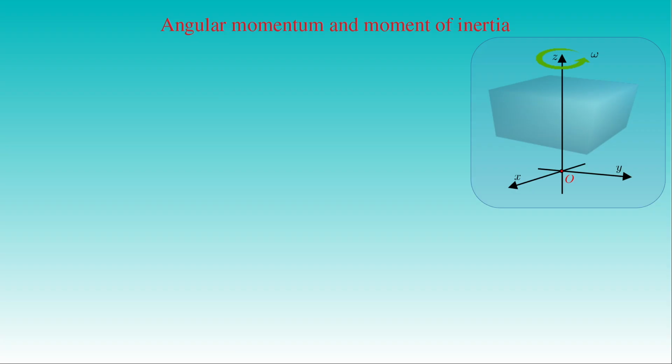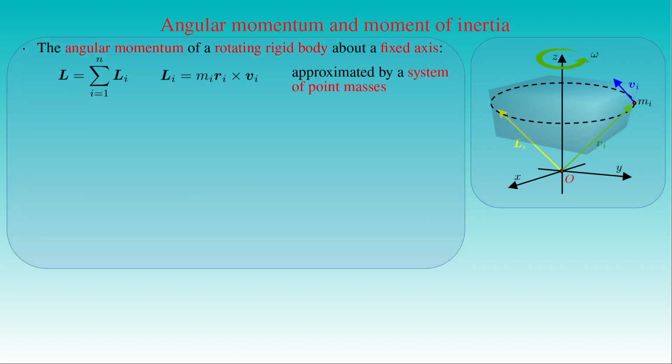We already approximated rigid bodies as systems of point masses, where we decompose the body into the set of mass elements represented by the system of n point masses m_i with fixed distances from each other, where r_i and v_i denote the position vector and the velocity of each point mass m_i with respect to the reference point O. Then in the approximation using a system of point masses, the angular momentum L of the rotating body with respect to the reference point O can be written as the sum of the angular momenta L_i of the point masses m_i with respect to the reference point O from i equals 1 to n, where L_i is given by the mass m_i times the cross product of the position vector r_i and the velocity v_i of the point mass m_i.